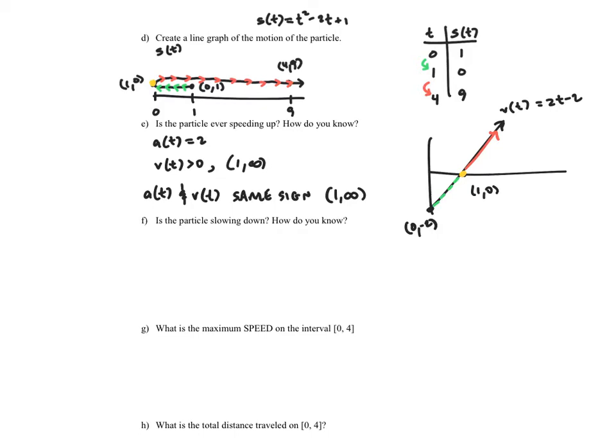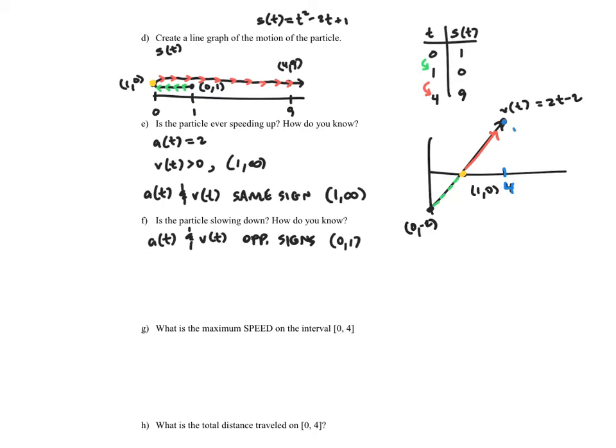Is the particle ever slowing down? Yes. We can see that they're opposite signs. a of t and v of t are opposite signs from 0 to 1. Okay, now what is the maximum speed on the interval from 0 to 4? Well, I'm going to look at the velocity. I see a velocity of -2, and then it approaches 0, and then it takes off. Now, it does say from 0 to 4. So what would the velocity be at 4? Because that will probably be our fastest speed, or our maximum speed.